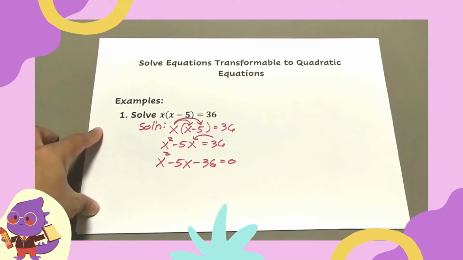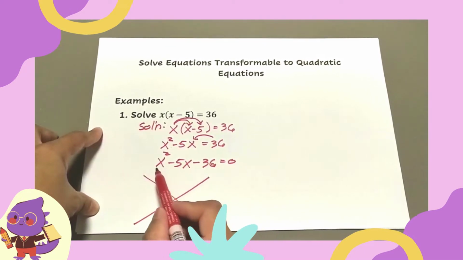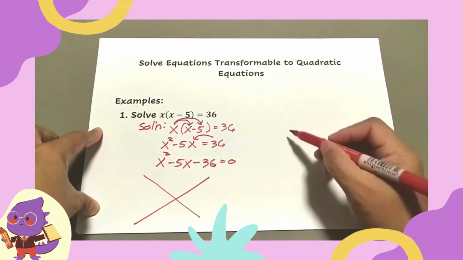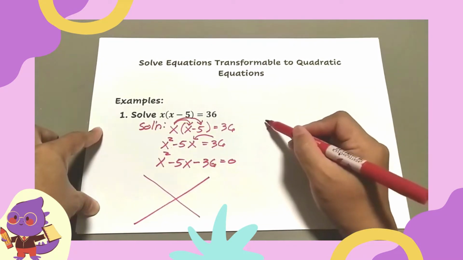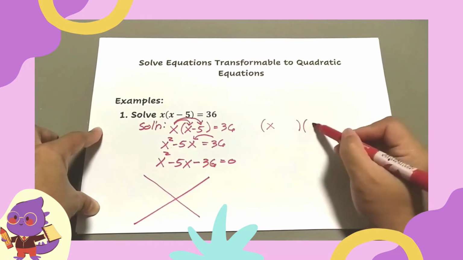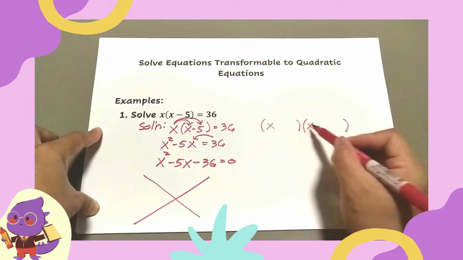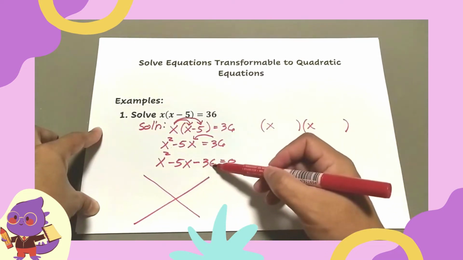Yung pinakamadaling paraan ng pag-factor. So, again, gagawa tayo ng isang malaking x dito. Yung value ng a natin dito is 1. So, automatically, gawin na natin agad yung first two factors ng x squared. That is the x times x. Okay? So, hahanapin na lang natin dito yung ipapartner natin sa dalawang x na yan to complete the factors of x squared minus 5x minus 36.